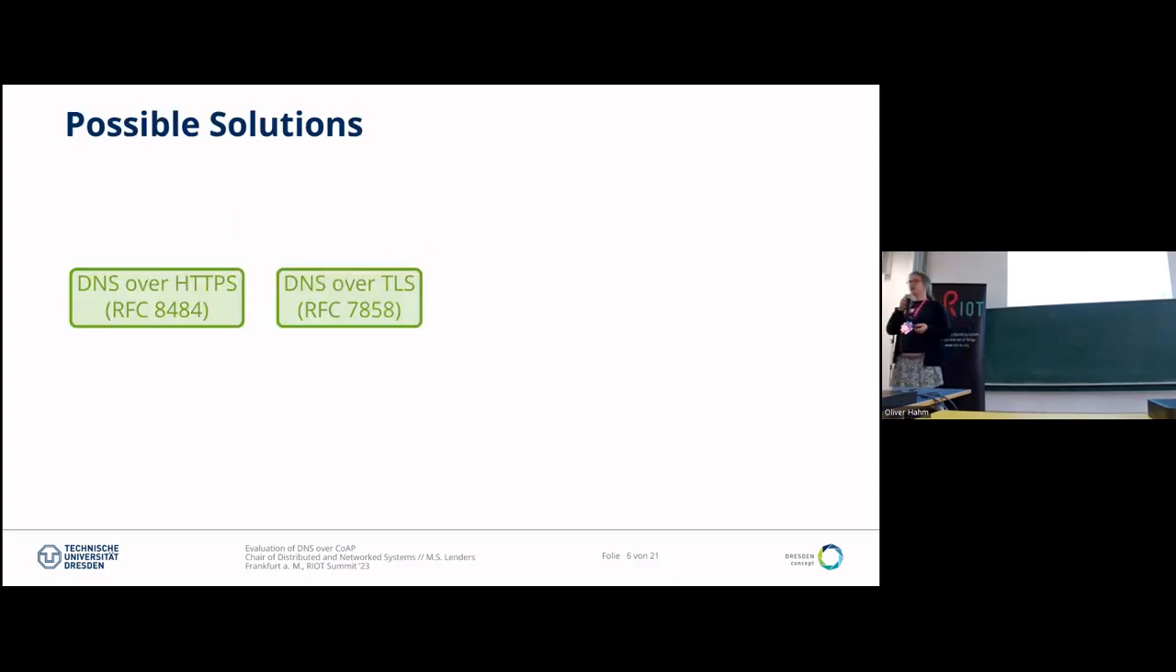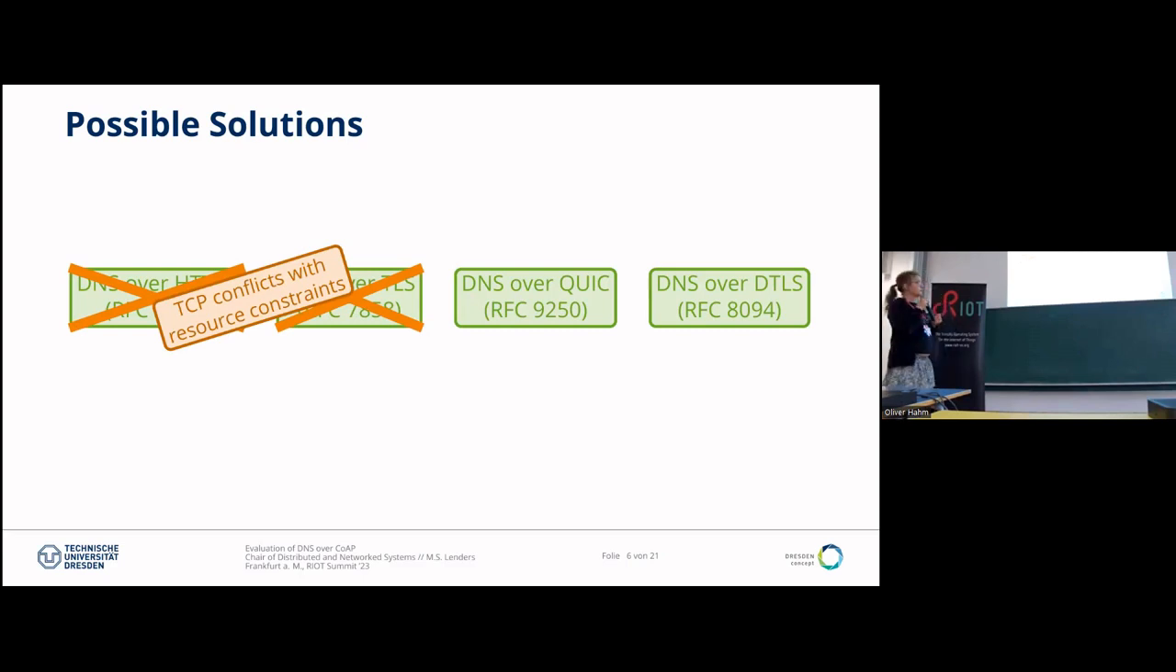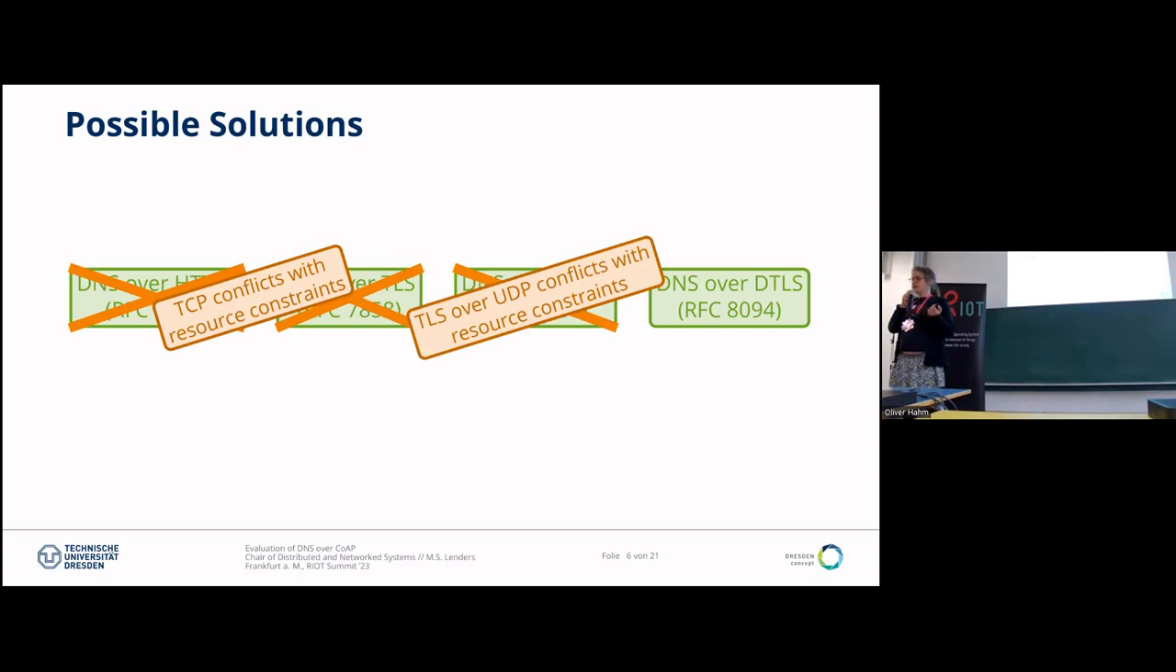The possible solutions are, of course, already some existing ones, like, for example, DNS over HTTPS or DNS over TLS. But also newer ones like DNS over QUIC or DNS over DTLS. But the problem with these is they are not really compatible with IoT use cases. So the first two are over TCP, and that typically conflicts with resource constraints that we have on the IoT devices. Same goes for DNS over QUIC, by the way, because it still uses TLS, which has similar problems.